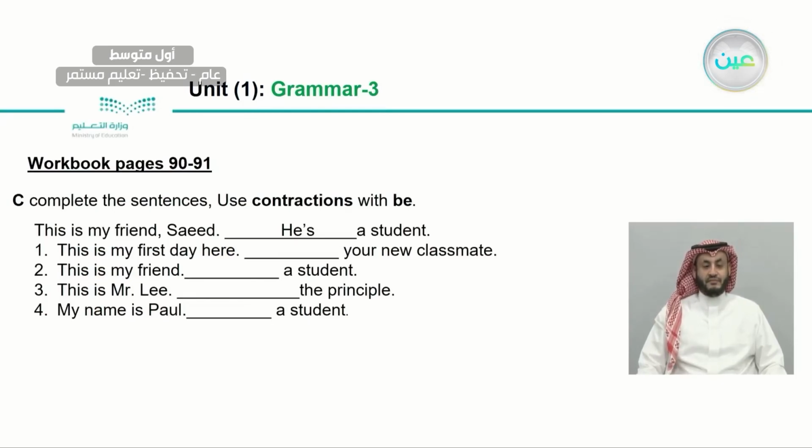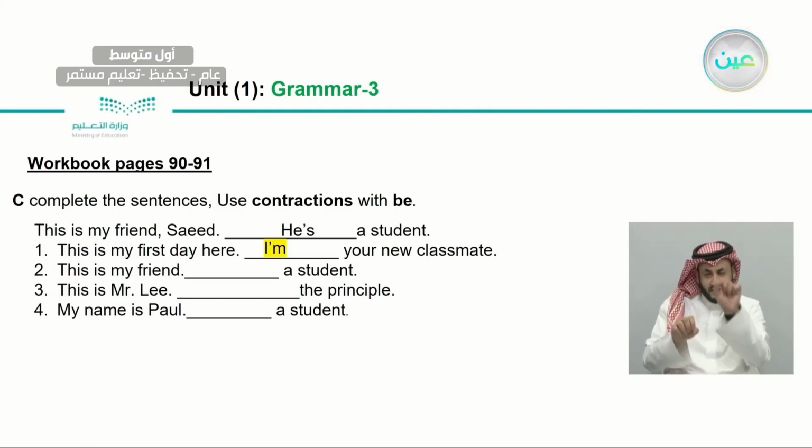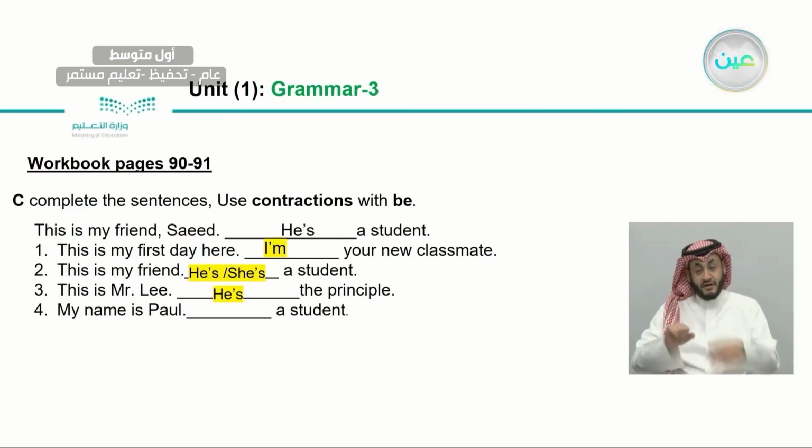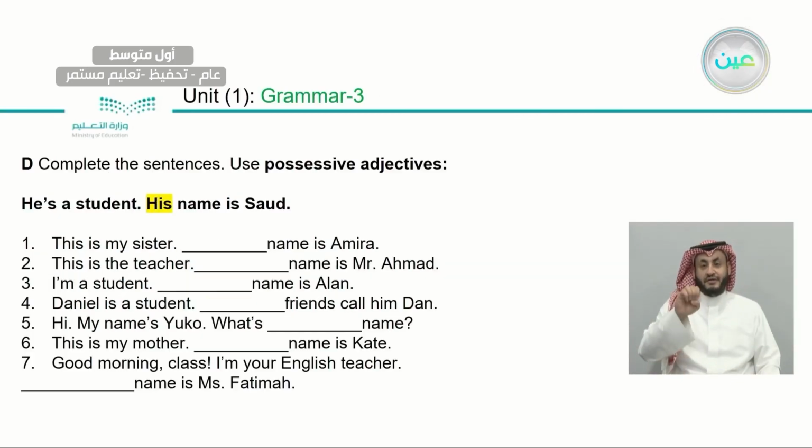Letter C, contractions, okay? Remember, it's intermediate level now. This is my friend Saeed. He is a student, right? This is my first day here. I'm your new classmate. And am stands for I plus am. This is my friend. He is, she is a student. It could be he or she. Okay? Boys and girls, this is Mr. Lee, space, the principal. He is the principal. He's the principal. My name is Paul, space, a student. I'm a student. Good job.